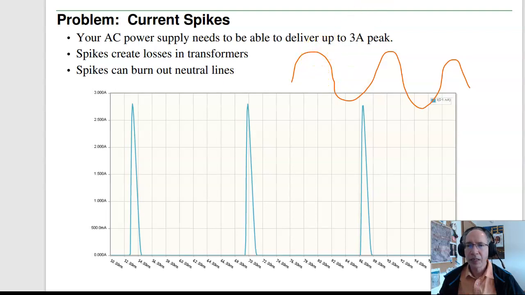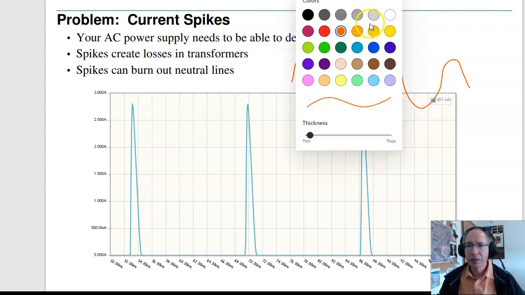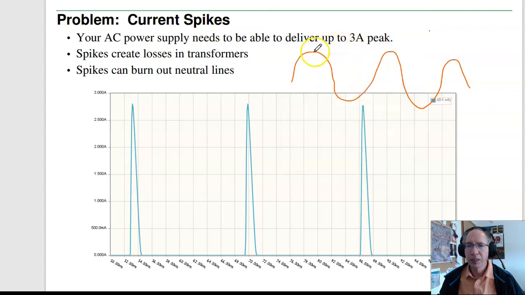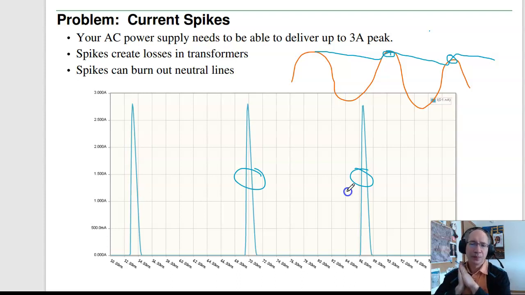The output, let's do that in blue, kind of does the capacitor discharges, charges up, discharges, charges up, discharges. Only during this time right here is the diode turned on. That's when you're charging the capacitor. So the current looks like this. I get these spikes. That is a problem.